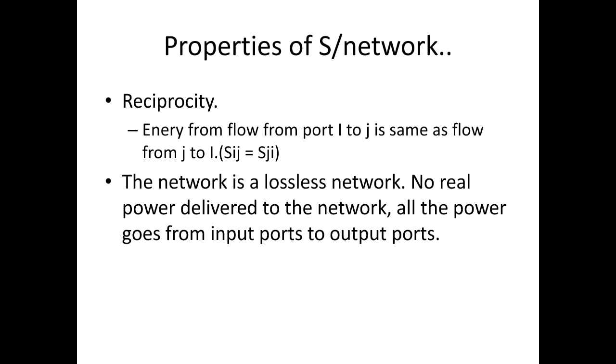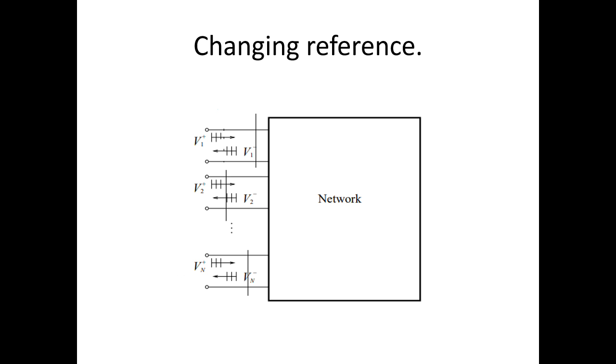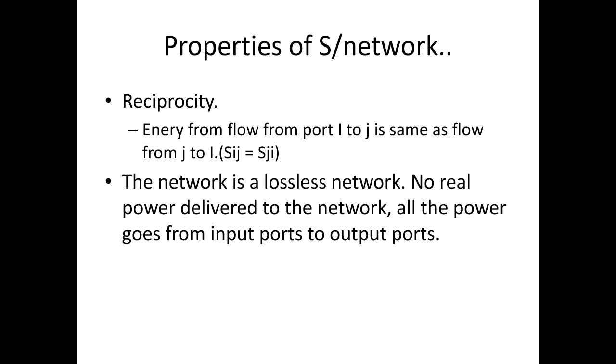The second property of the network is that it is a lossless network. So no amount of power is lost in this network. Whatever power is delivered as an input to all the inputs is reflected out of the inputs of the network. This second property implies that S times S star transpose is equal to an identity matrix.